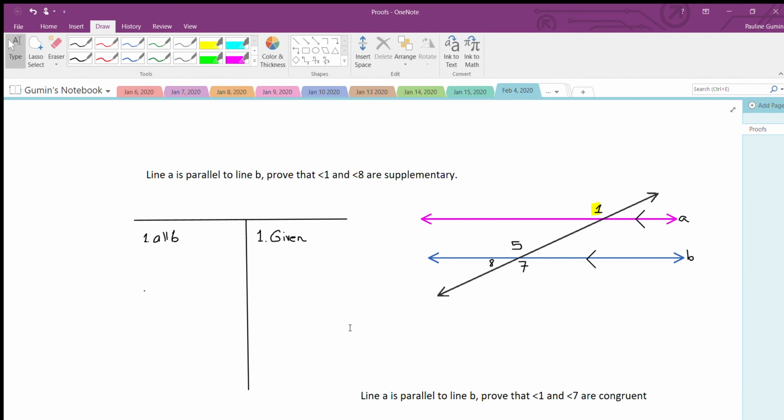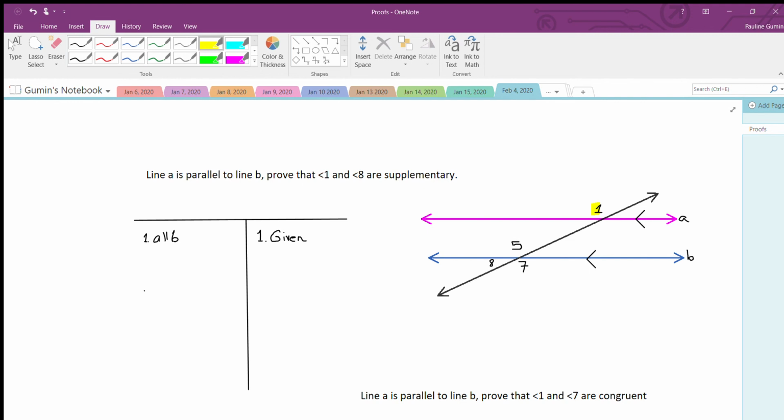Line A is parallel to line B. I'd like to prove that angle 1 and angle 8 are supplementary. Now I have poor lonely angle 1 highlighted already. It is the angle that kind of starts off with 1 and 8. I want to get to angle 8. Now you can see that angle 1 and angle 8 are on two separate lines. 1 is on A, 8 is on B. So let's try to connect A and B.